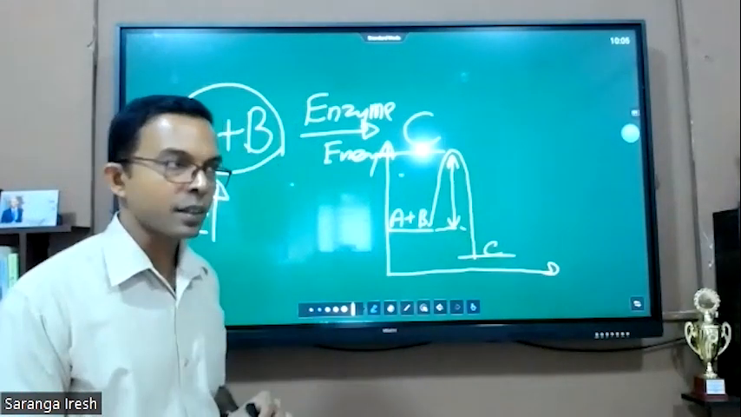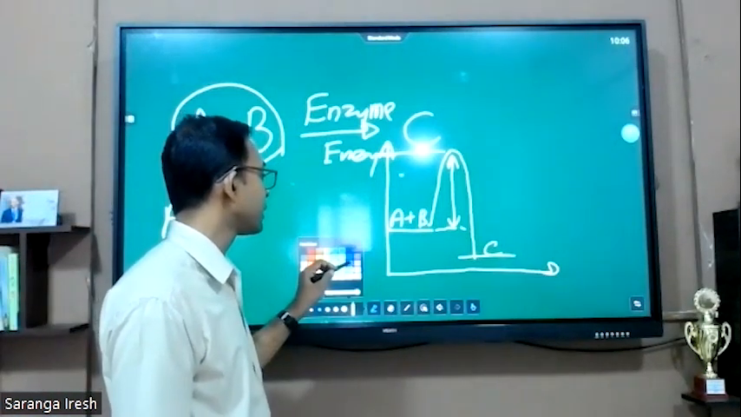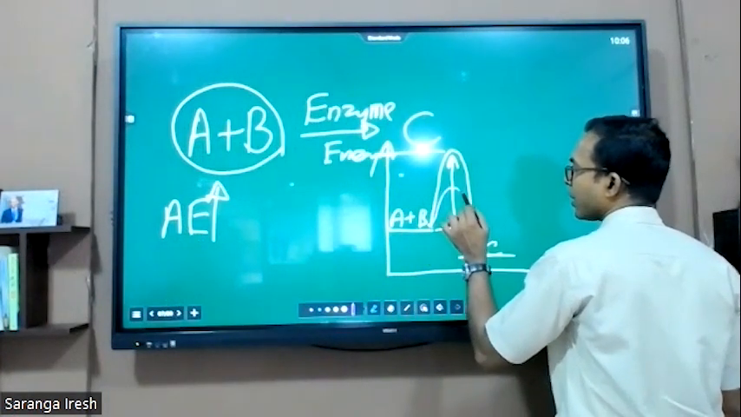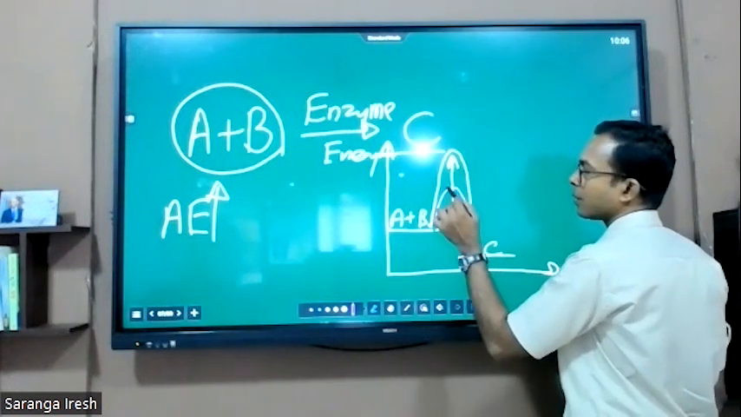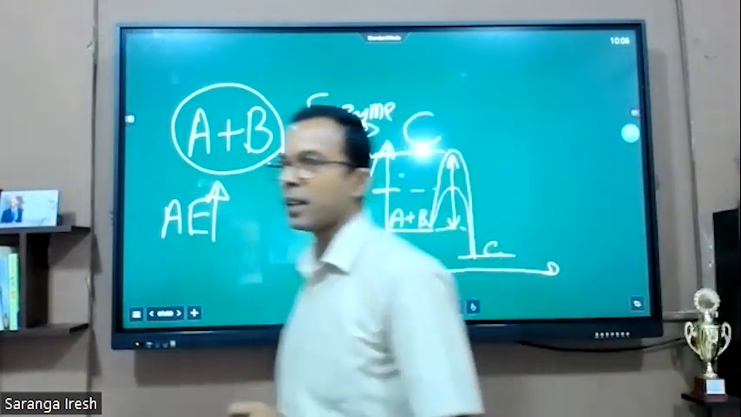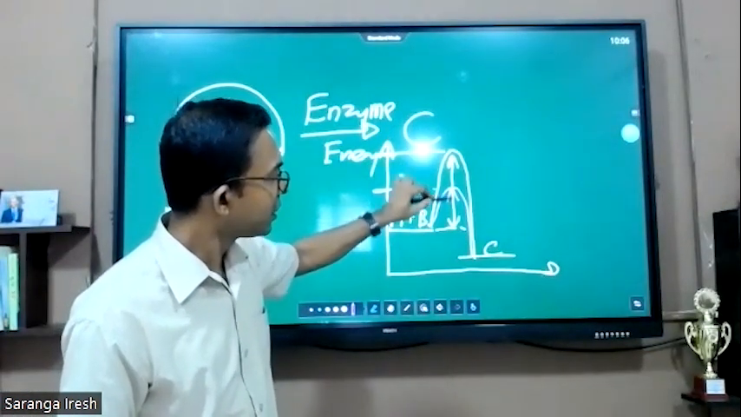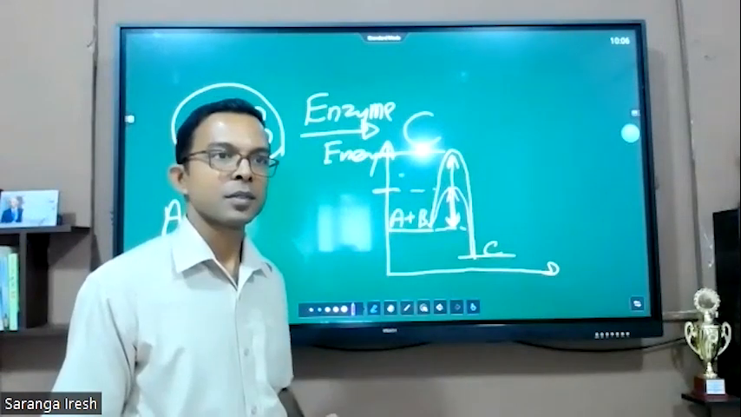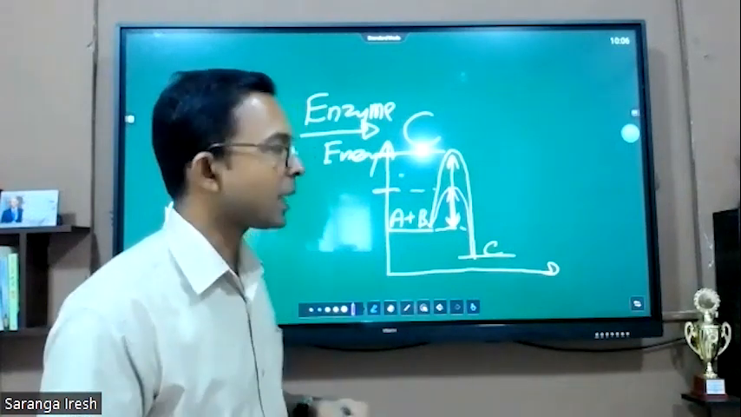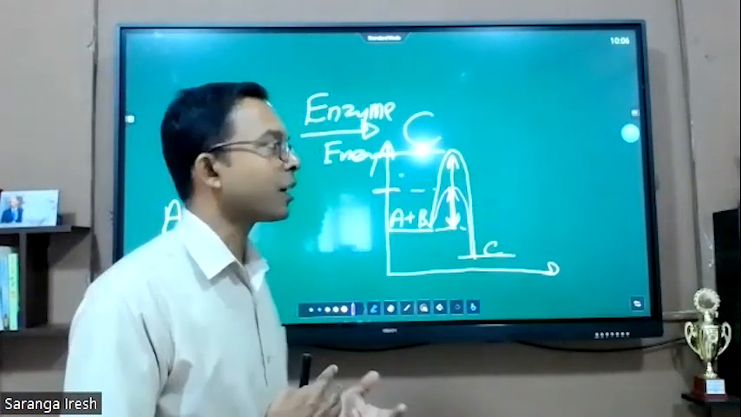But it's a huge amount of energy. Then what happens when the enzymes get involved here? The activation energy is reduced. When the enzymes get involved, this much of energy is reduced to this level. Then the reaction will happen. When the enzymes are involved, the reaction can take place very easily and produce the product.